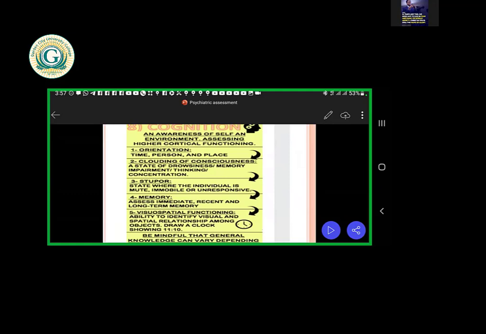Okay, so cognition is an awareness of self in an environment. So that's where you look at orientation: time, place, person, and situation. It's not 3, it's 4. Time, place, person, and situation.